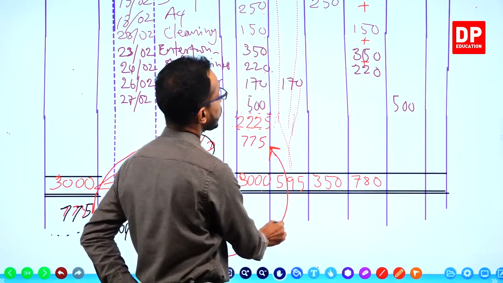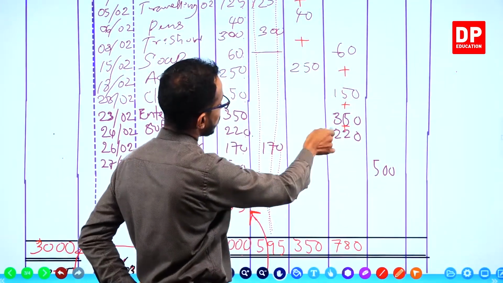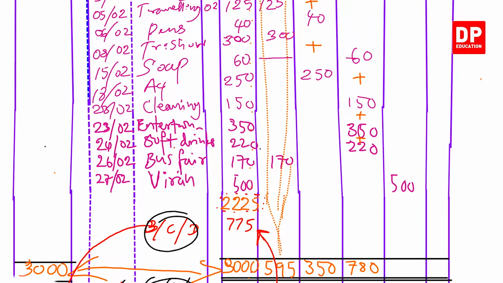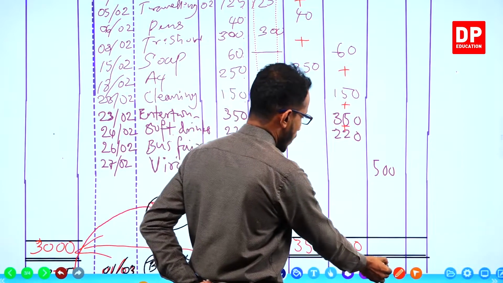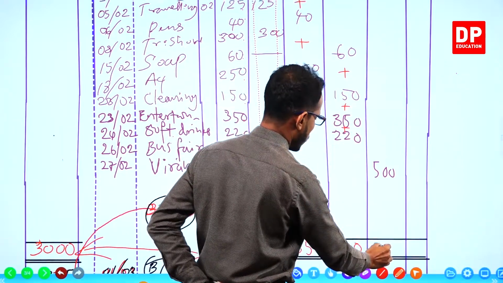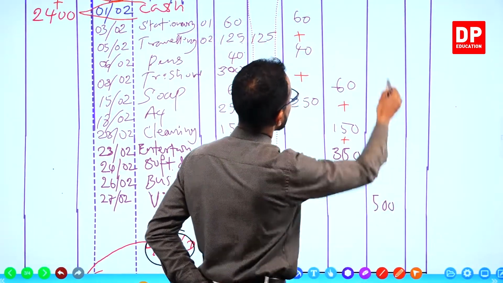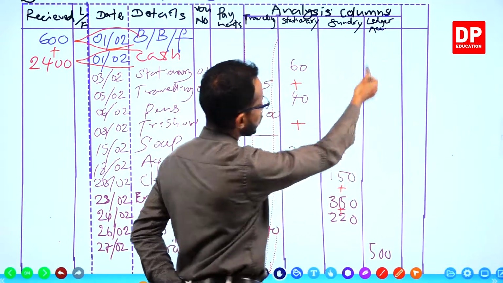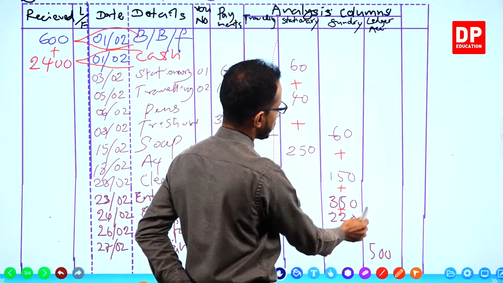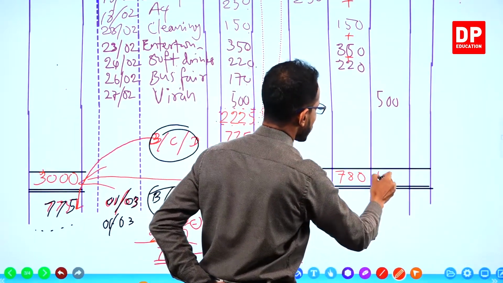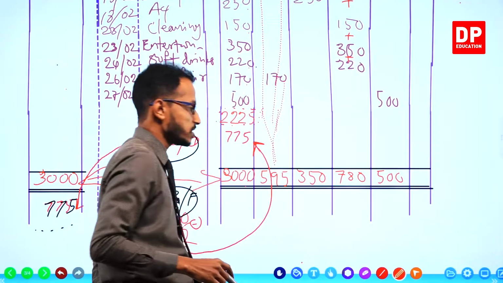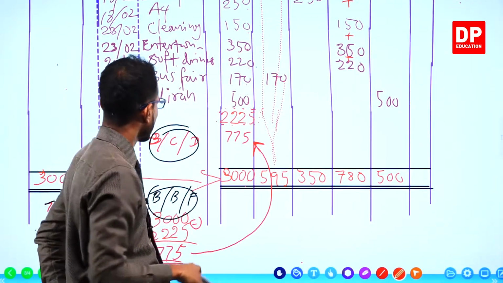When you add these up, yeah, 780, okay. And in this column, only 500 is there. In the ledger account column, only 500 is there. Fine. So we'll put 500, which is the total of the ledger account column.